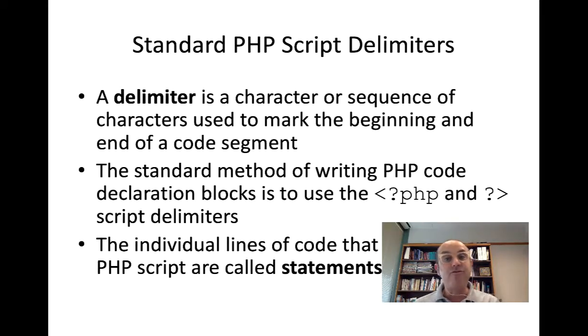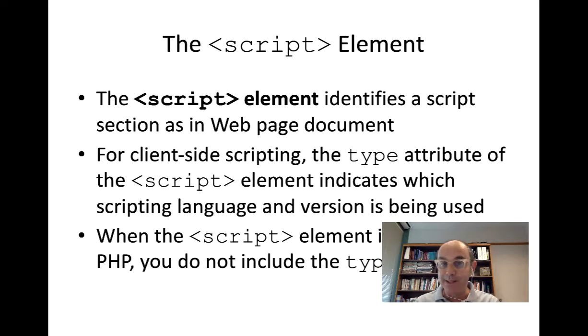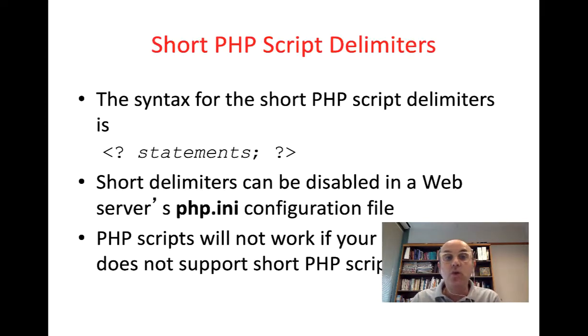So the standard method of writing the PHP code and the declaration of the code starts with a bracket and the question mark PHP, and then the idea of how it ends. So individual lines of code in PHP are also sometimes called statements in a script element that identifies the script section in a web page document. But inside, as I told you before, there is the script that determines or gives attributes to the action that you want to do. Okay, so now we're talking about the structure of PHP.